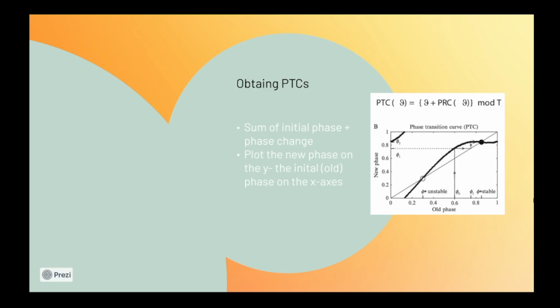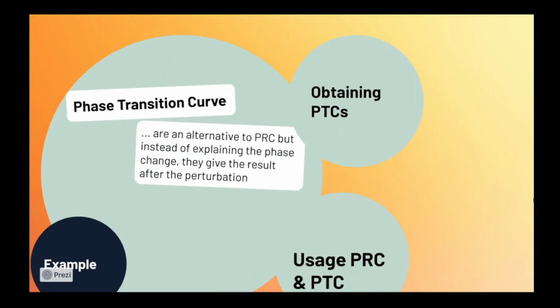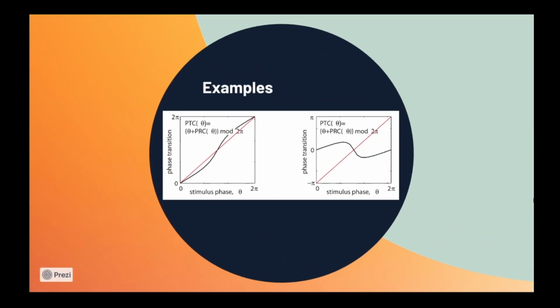We can plot it by plotting the new phase against the initial phase, as can be seen in the picture, with the new phase on the y and the old phase on the x-axis. Let's look at these two examples. The PTC is always compared to the diagonal line, here marked in red. If the curve is perfectly on the diagonal line, there is no effect of the perturbation. Anything below the diagonal means the effect is delayed, everything above the effect is speeding up.